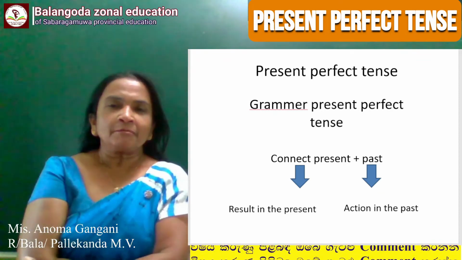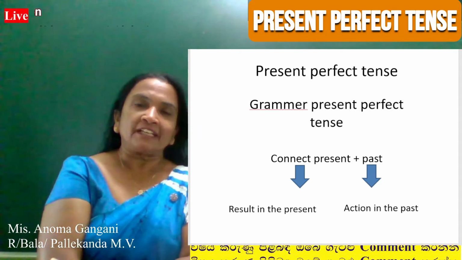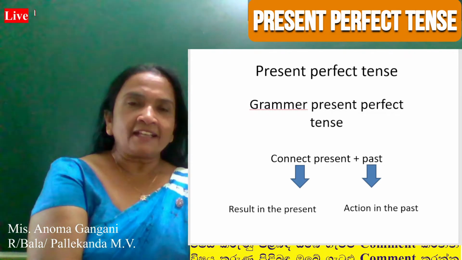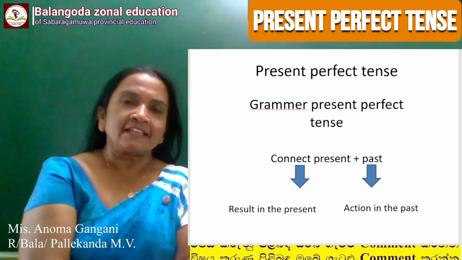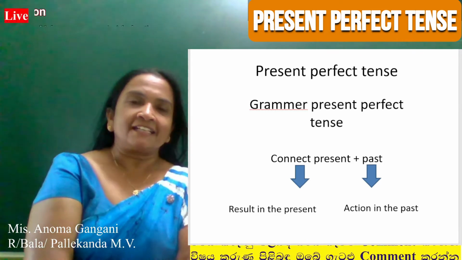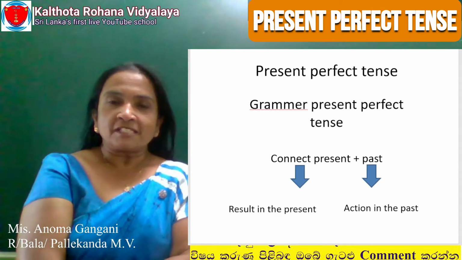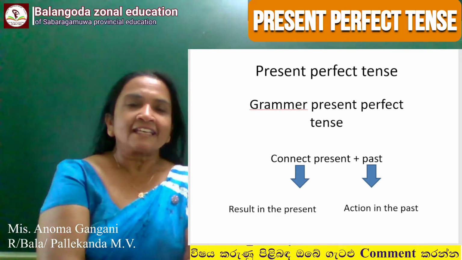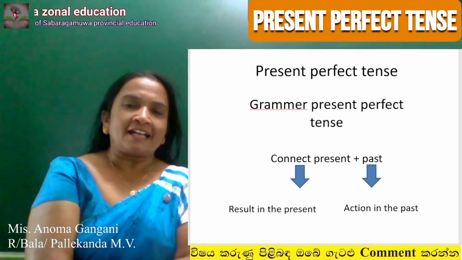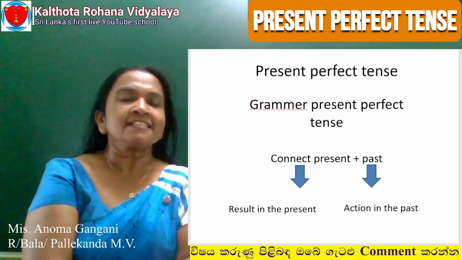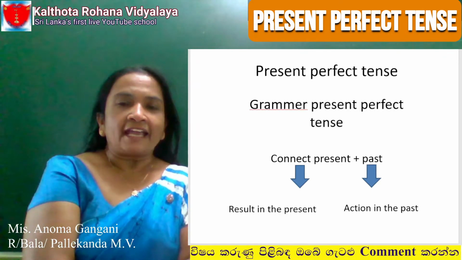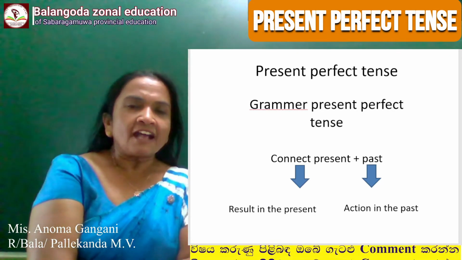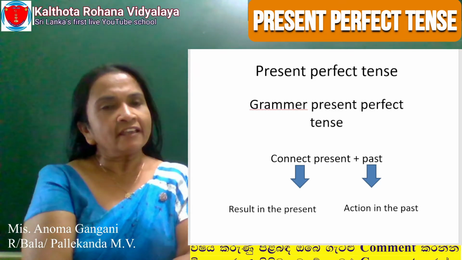My topic today is present perfect tense. You know that we have learned simple present tense, present continuous tense, and present perfect tense. Today our lesson is present perfect tense. Present perfect tense means what? Yes, connected present plus past. Results in the present, but the action is in the past.